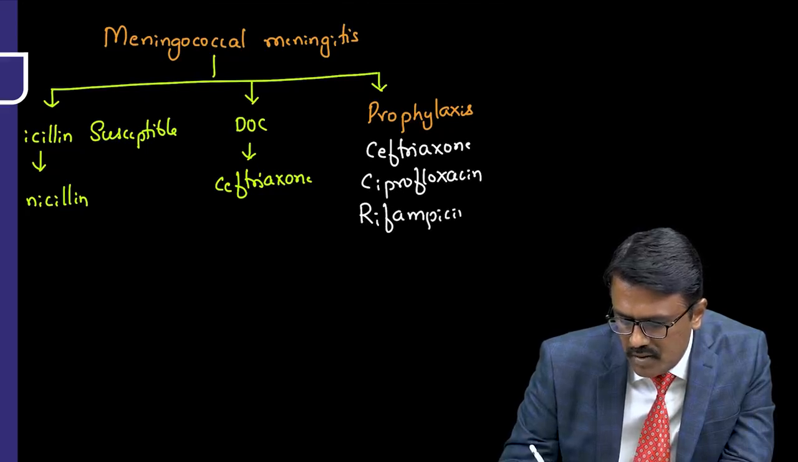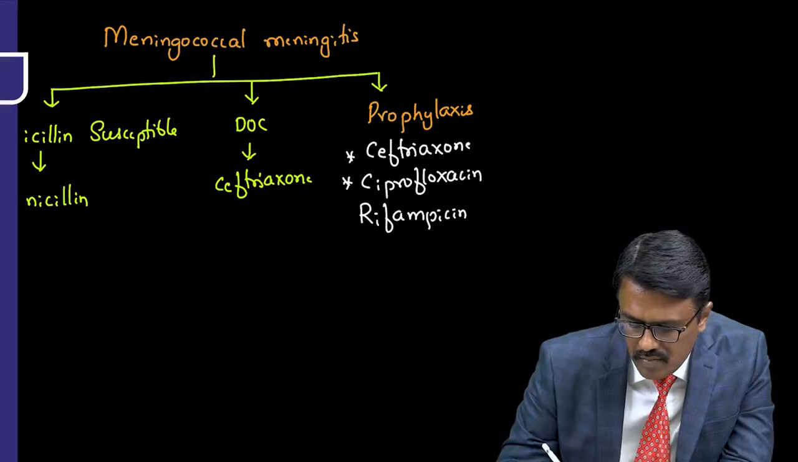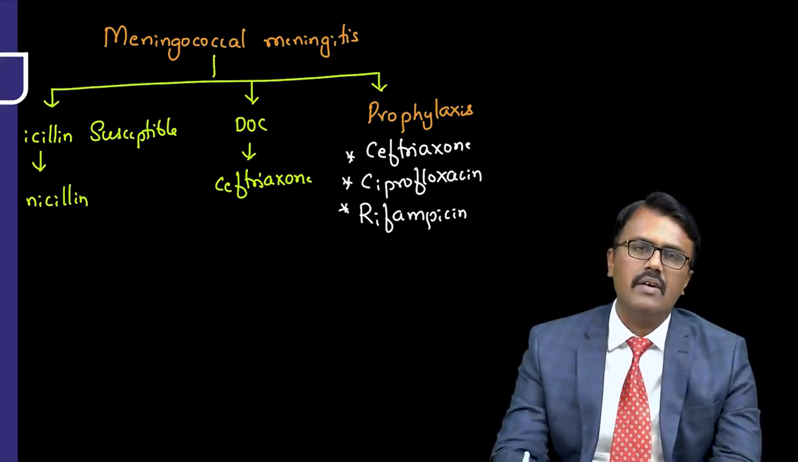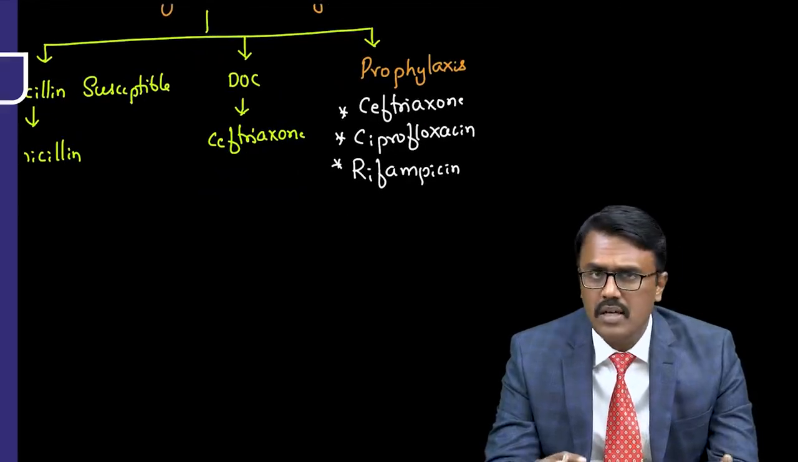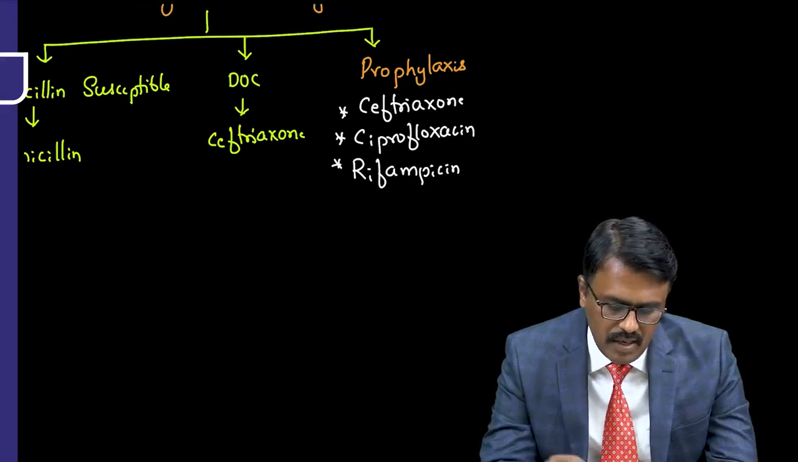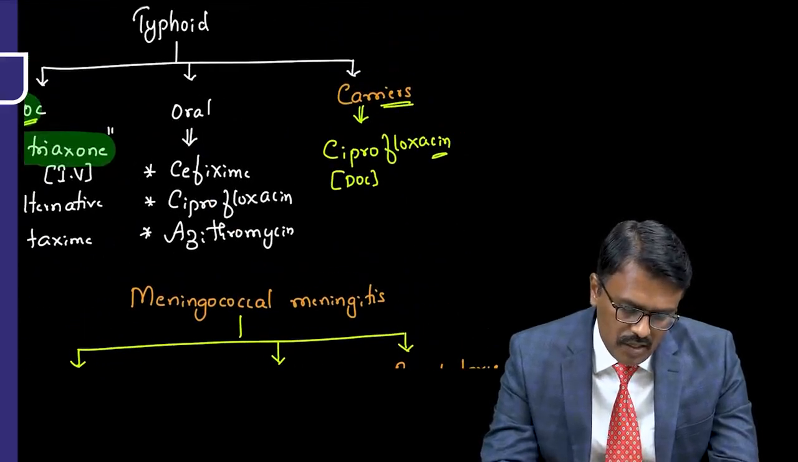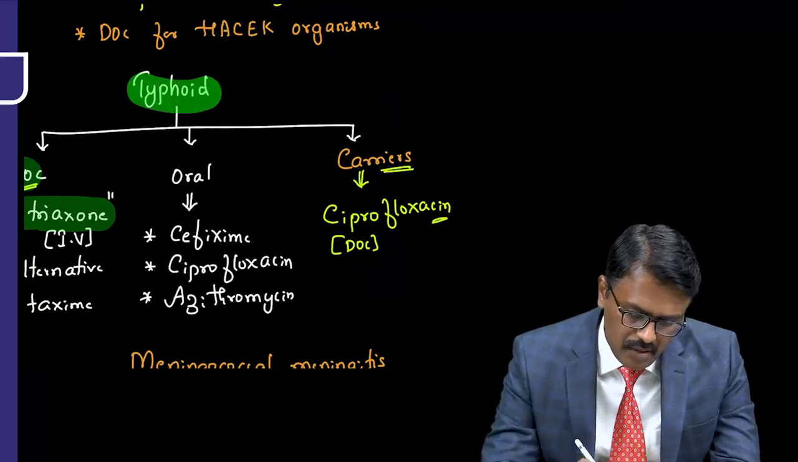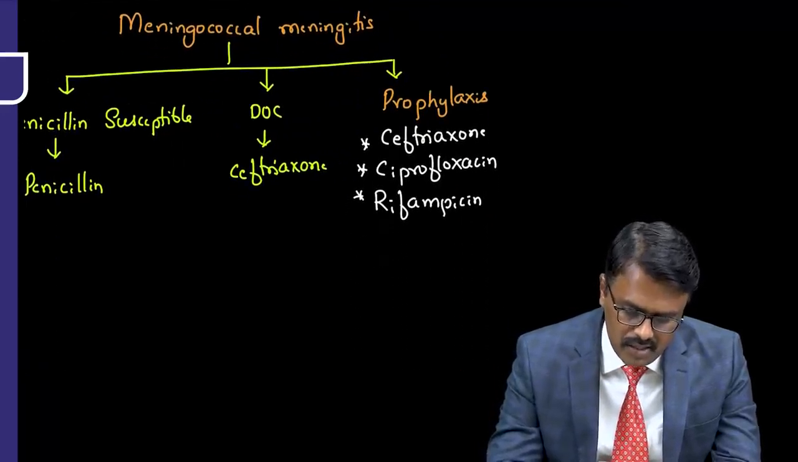So which one is best? I have written in the order only. Ceftriaxone is best, then ciprofloxacin. In our country, rifampicin should be used for TB and leprosy, not for the smaller infections. So that's the reason prophylaxis. So two infections I have discussed here: typhoid, a very common infection, and meningococcal meningitis.